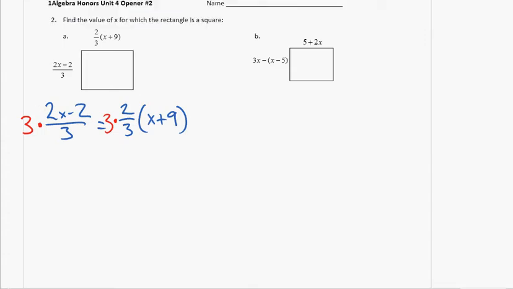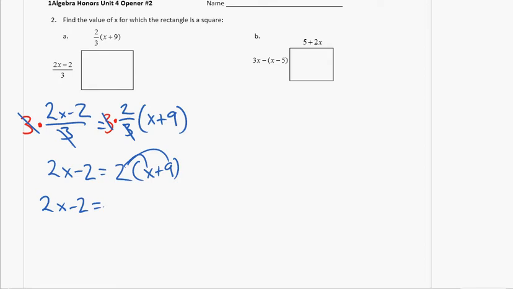So 3 divided by 3 is just 1, so these cancel out, and the same thing happens on the other side. And I'm just left with 2x minus 2 equals 2 times the quantity x plus 9. And next I'm just going to go ahead and distribute that out and get 2x minus 2 equals 2x plus 9.